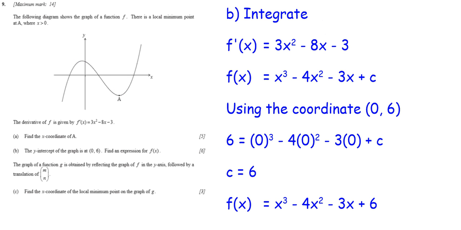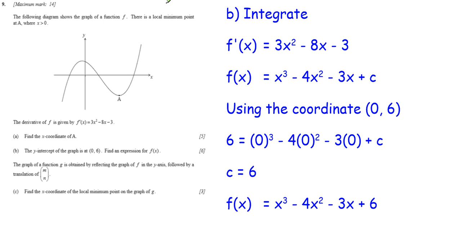Okay, so part B. The y-intercept of the graph is at 0, 6. Find an expression for f of x. Okay, so we need to find the original equation of the curve. So to do that, we need to integrate. So if f dash of x is equal to 3x squared minus 8x minus 3, then f of x will be equal to x cubed minus 4x squared minus 3x.